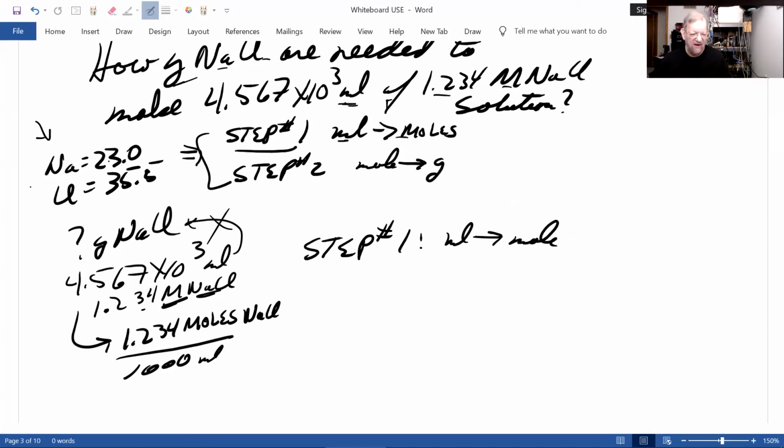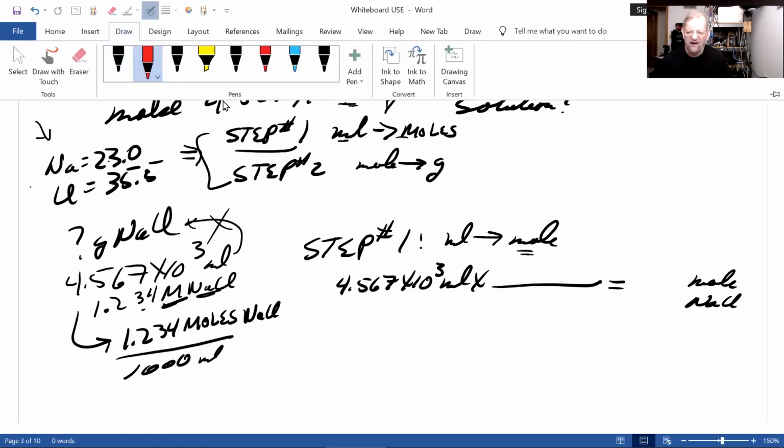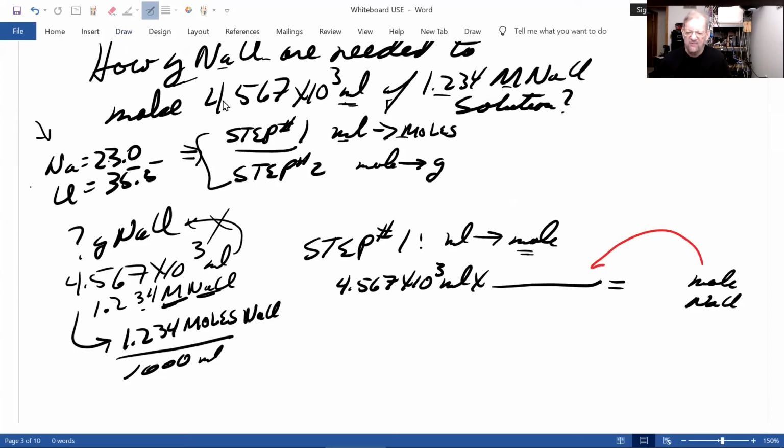And here we have 4.567 times 10 to the third power milliliters times some ratio. What do I want to get to? Moles of sodium chloride, because eventually we want to get the grams of sodium chloride. So now I'll use my good friend, unit analysis. Whatever I'm trying to get to goes on top. Whatever I'm trying to get rid of goes underneath. And I'll put those in.